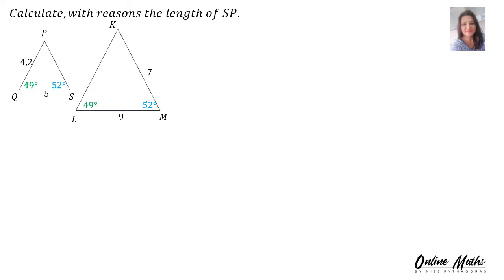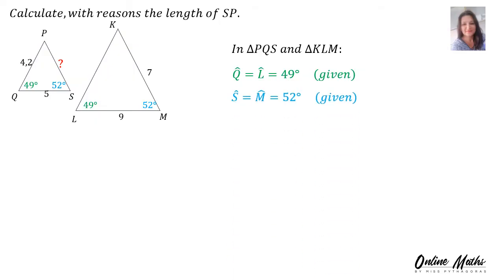Example 1, where we have to calculate with reasons the length of SP, and that is what we're looking for. So we will work out the length of SP by proving the two triangles similar. So let's start. In triangle PQS and triangle KLM, we can see that angle Q is equal to angle L is equal to 49 degrees. That's given. Angle S is equal to angle M is equal to 52 degrees. That's also given.